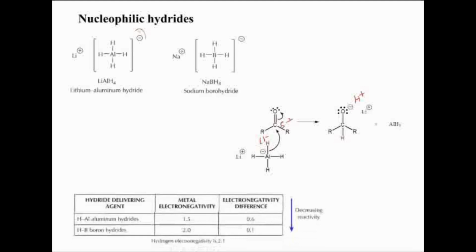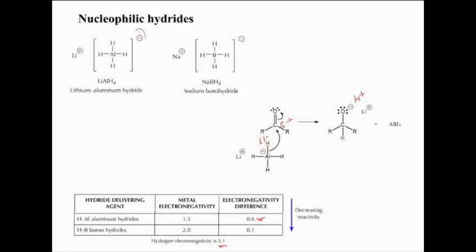Now, when you compare the reactivity of these two, lithium aluminum hydride alone is enough. Why do we need sodium borohydride? Because there is a necessity to have selective reduction. So here you are having aluminum hydrides. Look at the electronegativity of aluminum and boron, and hydrogen electronegativity is 2.1. Now here we are having the difference in electronegativity between hydrogen and this metal. In the case of aluminum it is 0.6, here it is only 0.1, almost nil.